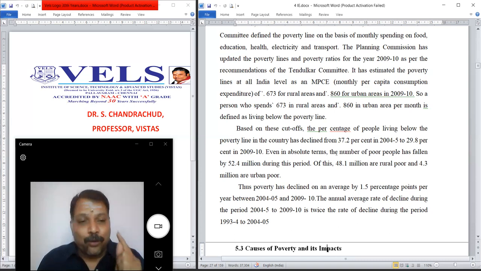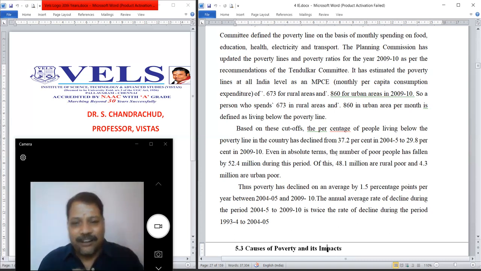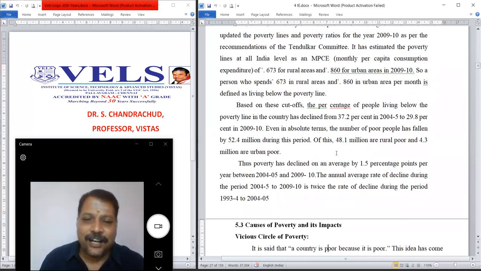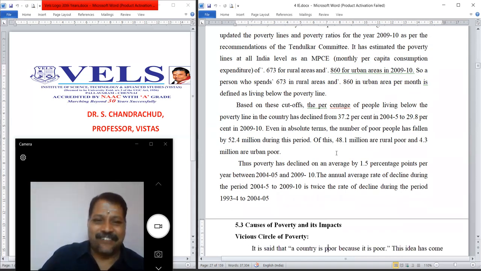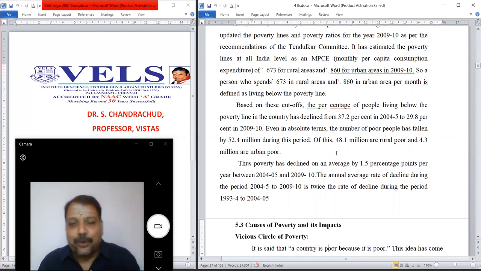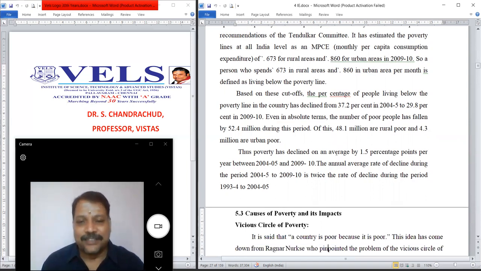48.1 million rural people and 4.3 million people are living below the poverty line during the period 2009 and 10. Thus, poverty has declined at an average of 1.5% points per year between 2004 and 2009. The annual average rate of decline during this period, from 2004 to 2009, is twice the rate of decline during the period of 93 to 2004.